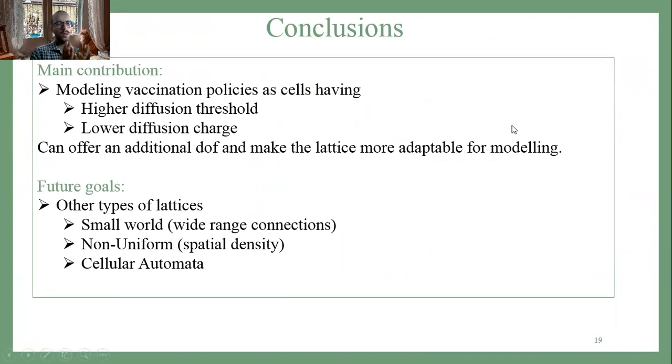So, conclusions. What we did overall is propose a different model of lattice virus spread, where we have two different policies. We have this sort of addition of a charge, and we have a vaccination policy that changes the way the cells behave. So this offers an additional degree of freedom that we believe can make the lattice more adaptable for modeling applications. And of course, now we aim to expand this in many different directions. First of all, at the moment, we're trying to fit many more waves in Greece, but we're also trying to consider different types of lattices, for example, small world networks, non-uniform networks, or cellular automata.